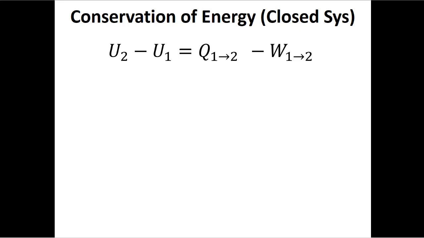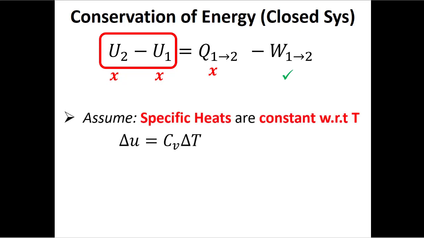Next, we want to apply our first law. So I know that U2 minus U1 is equal to Q minus W. I still don't know U2 or U1. I still don't know Q, but I do know W, so I'm making progress. Now, I want to be able to find delta U. The problem asked me to do this in two different ways. So first, it's going to ask me to assume constant specific heats.